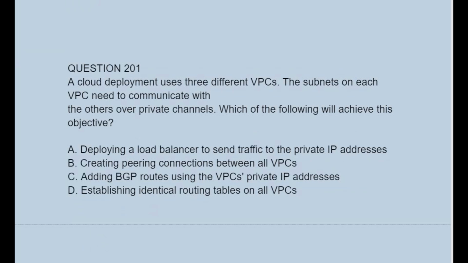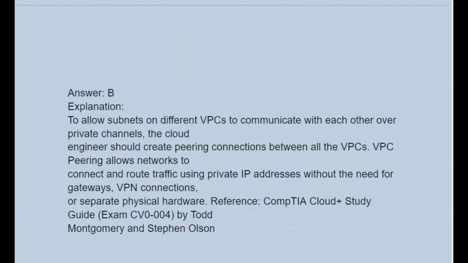Question is, a cloud deployment uses three different VPCs. The subnets on each VPC need to communicate with the others over private channels. Which of the following will achieve this objective? Option A, deploying a load balancer to send traffic to the private IP addresses. Option B, creating peering connections between all VPCs. Option C, adding BGP routes using the VPCs' private IP addresses. Option D, establishing identical routing tables on all VPCs. Correct answer is option B.